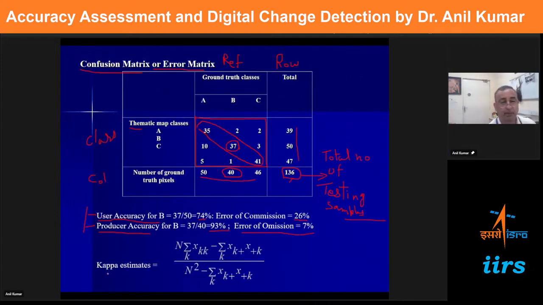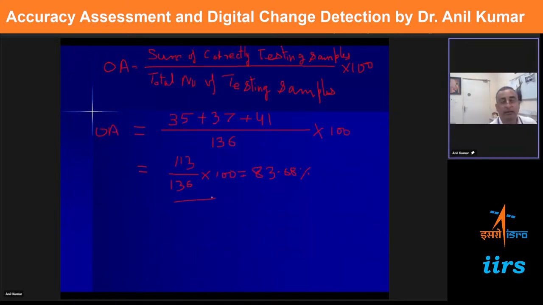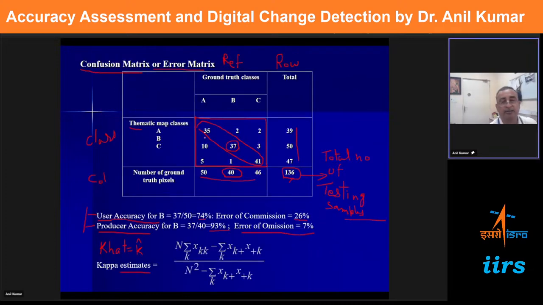Next is the kappa coefficient. So the fourth parameter we can calculate is the kappa coefficient. Why do we have to calculate the kappa coefficient? It is also called KHAT, K-H-A-T, and it is represented like a K with a small cap, or reverse V, a caret. Because here this overall accuracy is using only the diagonal elements. It is not using off-diagonal elements, and it cannot give you a very good representation of your accuracy assessment.